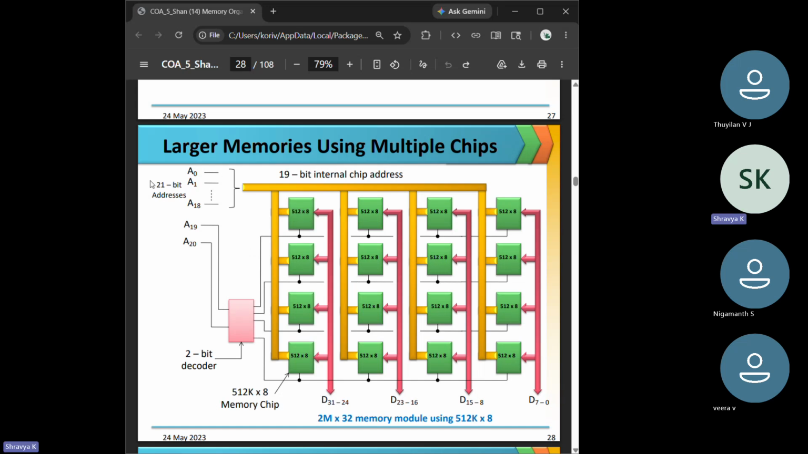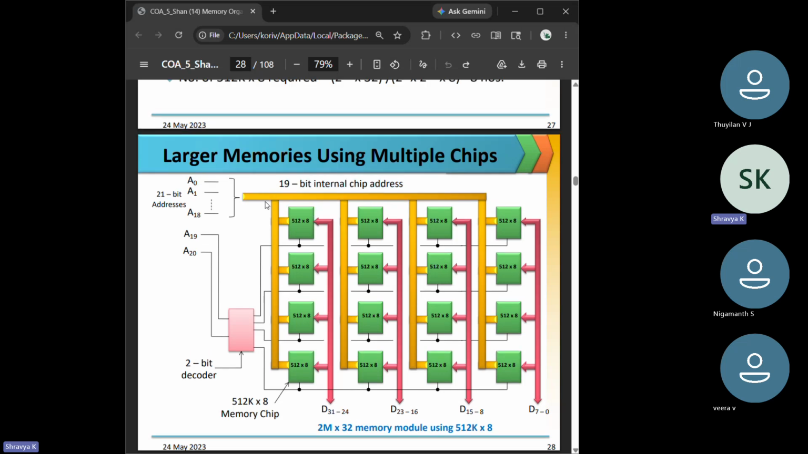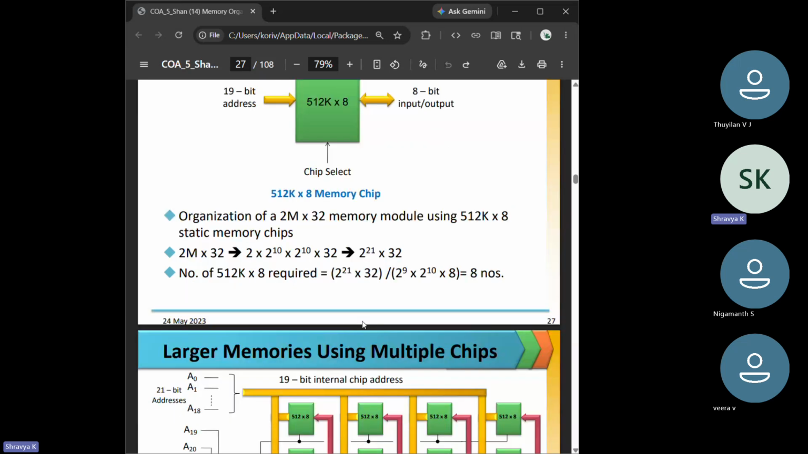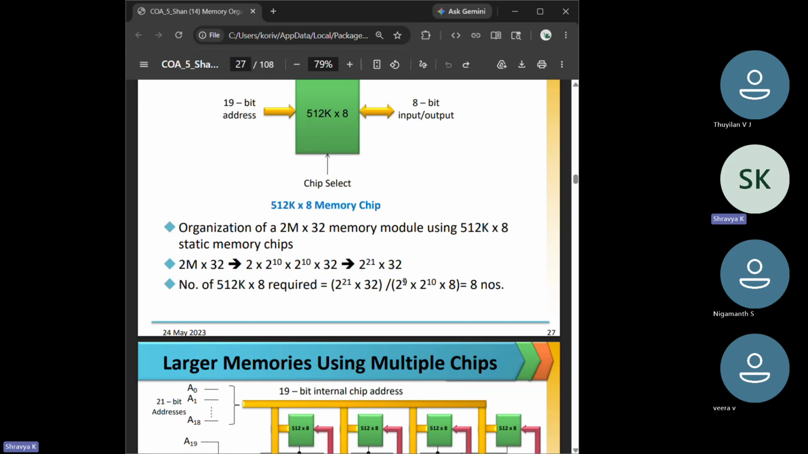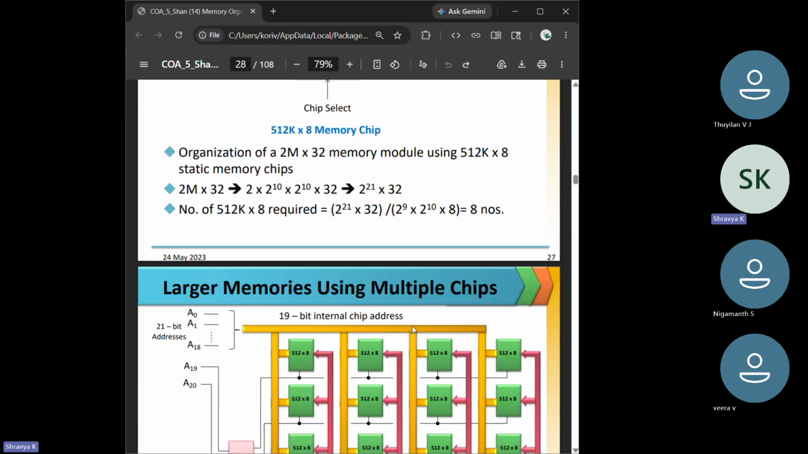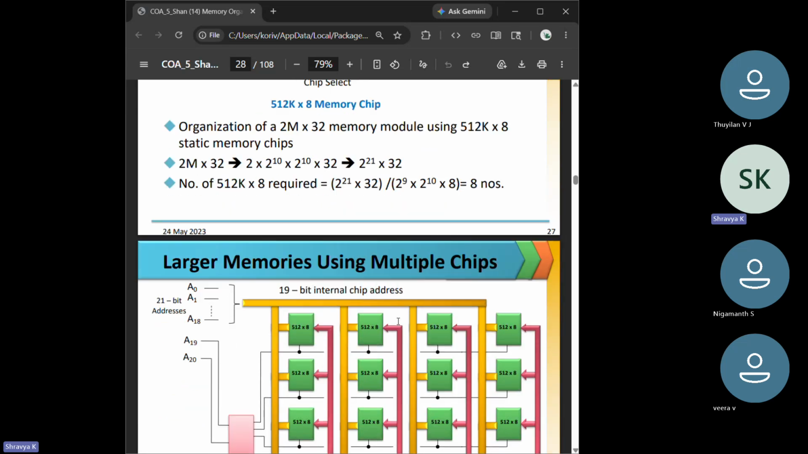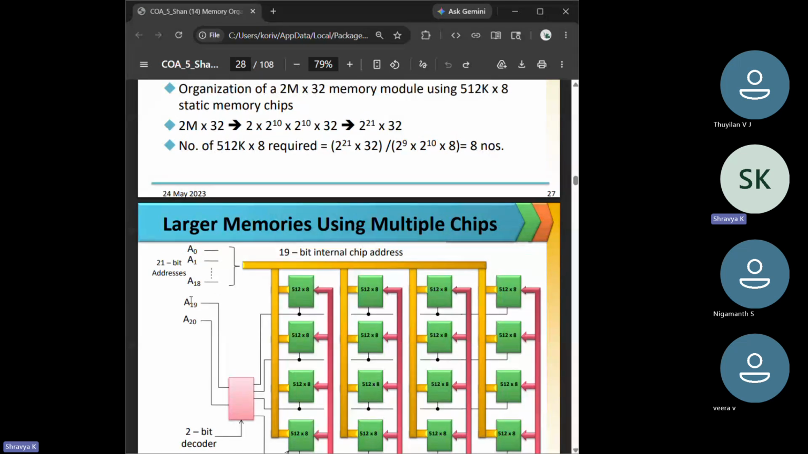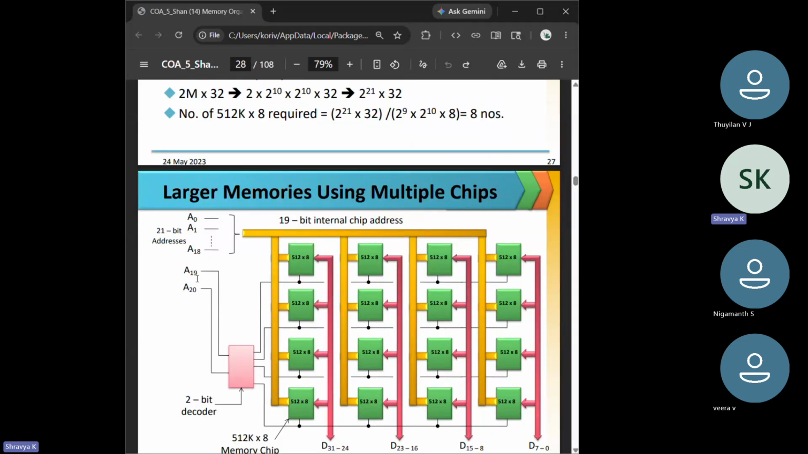So you have a 21-bit address, right? Here they have a 19-bit internal chip address. If you can see, each of the chips is 512K, right? So that 512K works out to 2 power 19. For each internal memory address, it will require 19 bits, right? That is why 19 bits are assigned for the internal chip address. So within each chip, if you want to find the address, we'll be using the first 19 bits, right?